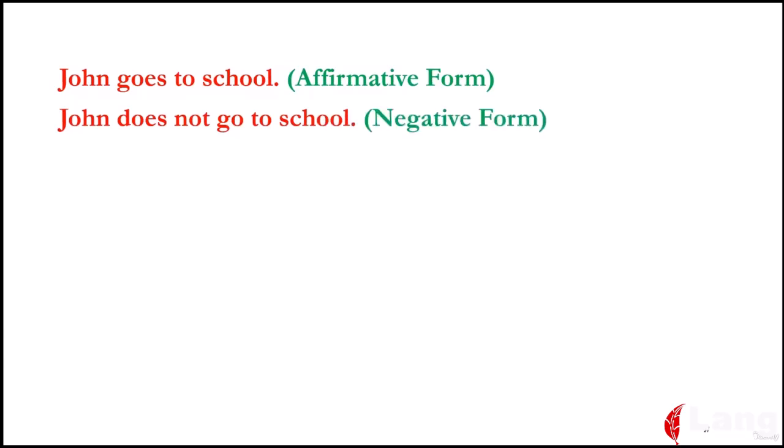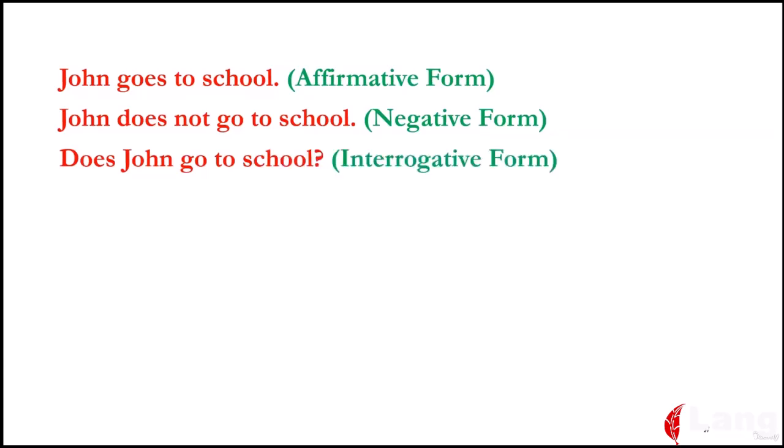Examples: John goes to school. This is the affirmative form. The negative form is John does not go to school. The interrogative form is does John go to school?